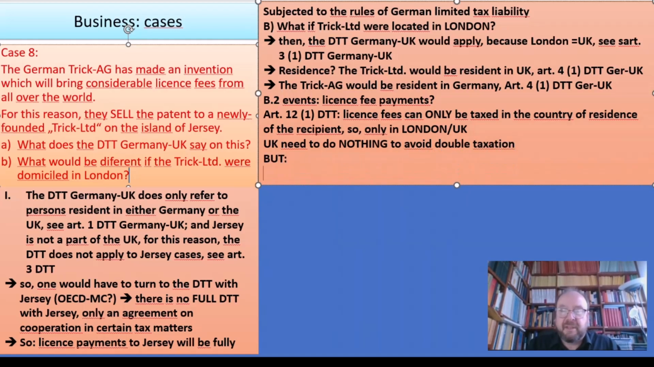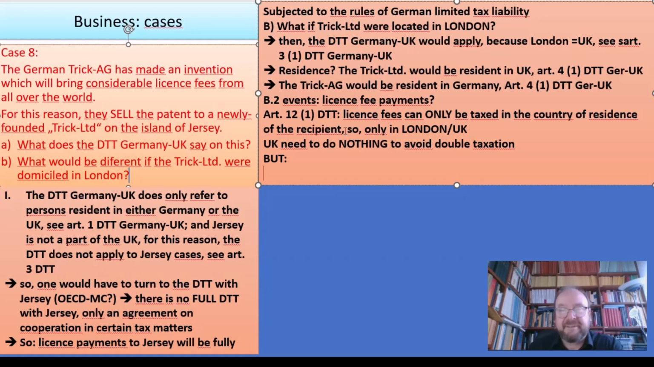And now we come to a but, because here you see they sell the patent right to a newly founded Trick Limited, now in London, and the idea is probably and evidently that they want to save taxes by this transaction. It's a completely artificial transaction. A patent right invented or obtained by research and development made by the Trick AG is sold to Britain because, at least in former times, it had been possible that you could obtain very good tax conditions for license fees there.